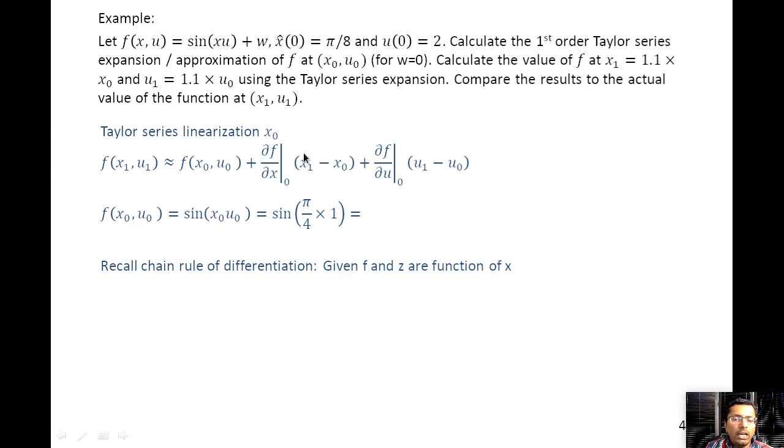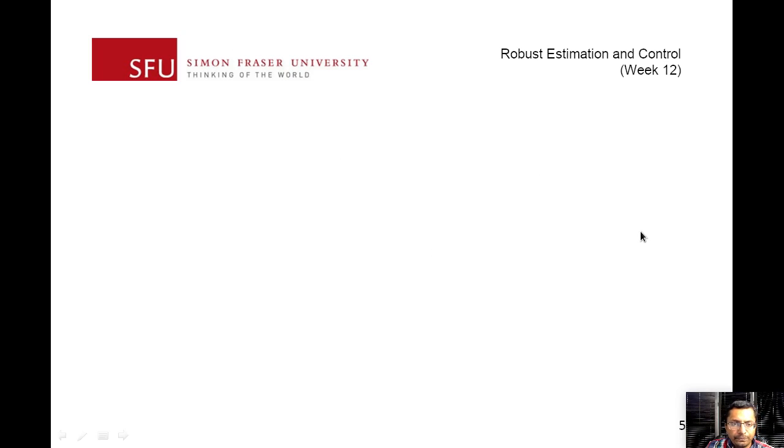And then we can use the chain rule. For instance, if I wanted to calculate the derivative of f of z of x with respect to x, I differentiate f with respect to z first, and then differentiate z with respect to x. So in this case, I take the partial derivative. I take the derivative of sine first, so that becomes cos. Then for partial f partial x, I take the derivative of xu with respect to x, and I end up with u. And if I did the derivative with respect to u, I'd get x.